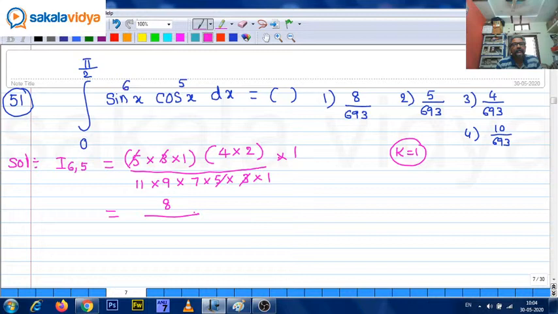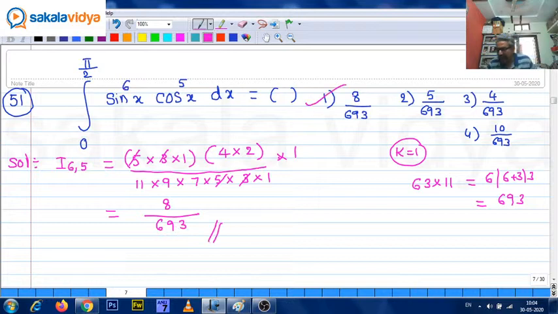So that means 63 into 11. 63 into 11 means 6 plus 3 and 3, that will be 693. So 8 upon 693. First option is the right option.